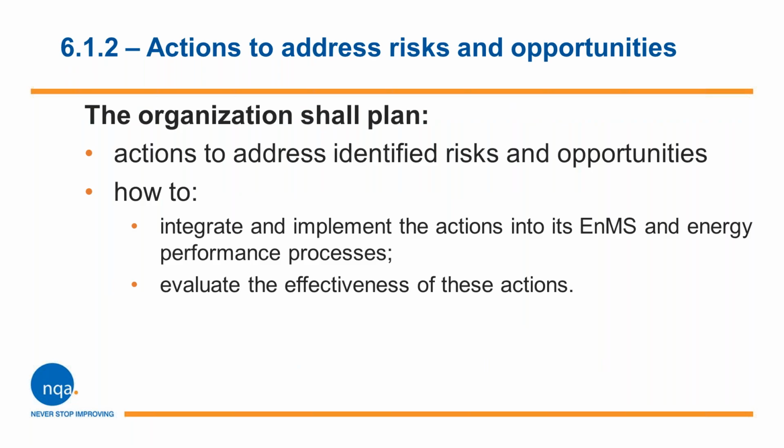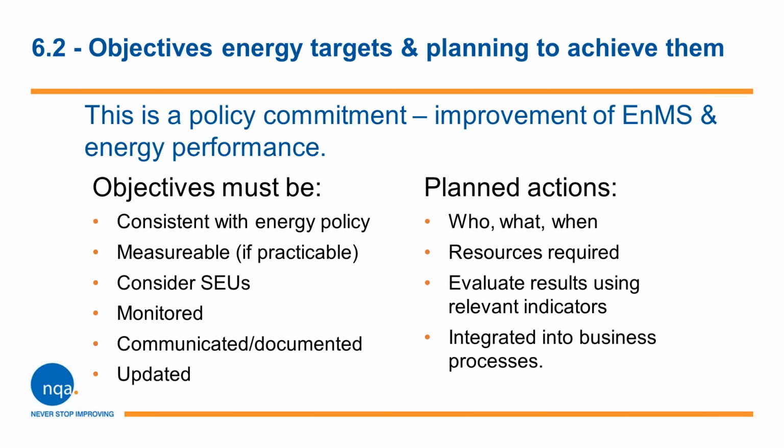So it's all about planning to achieve continual improvement, and planning to address, as I've said, the risks and opportunities that we've identified. So we need to think about how we're going to implement these actions, how we're going to integrate them into the management system and our energy performance process, and make sure that we evaluate the effectiveness of them. Obviously, because it's an energy standard, not an environmental standard, there are no sections on aspects and impacts. So this is a slightly different process now from the 14001 process.